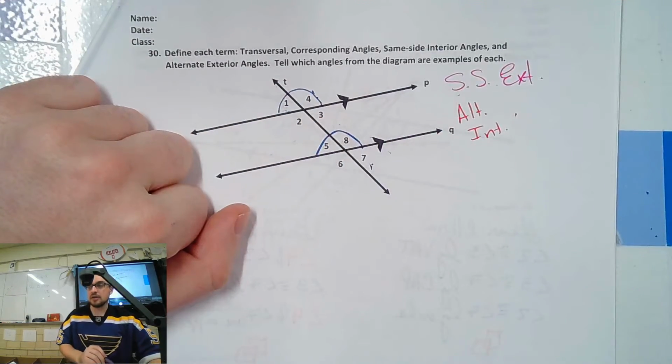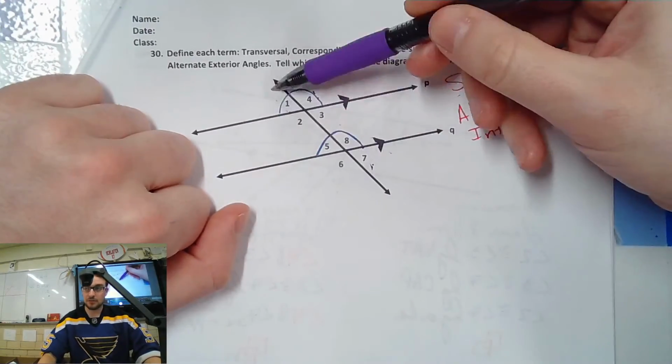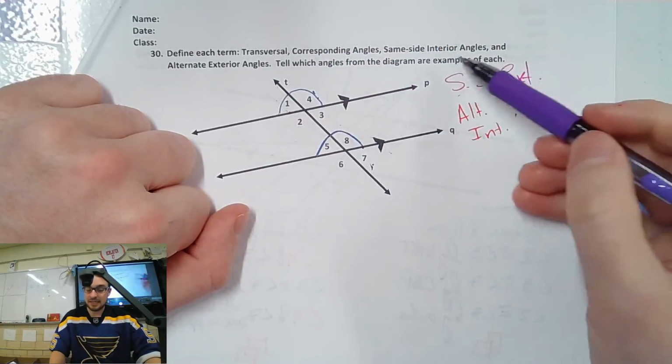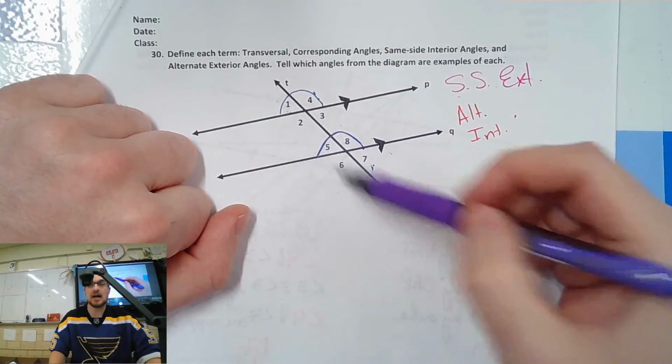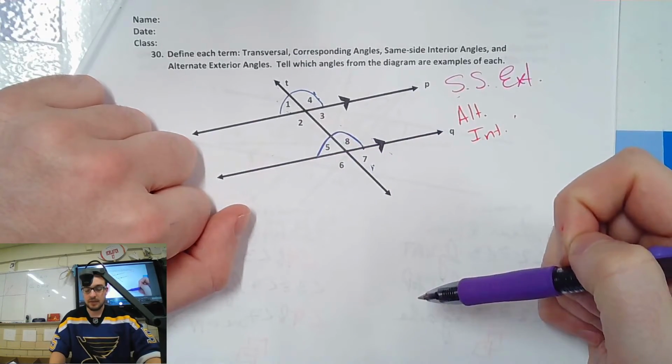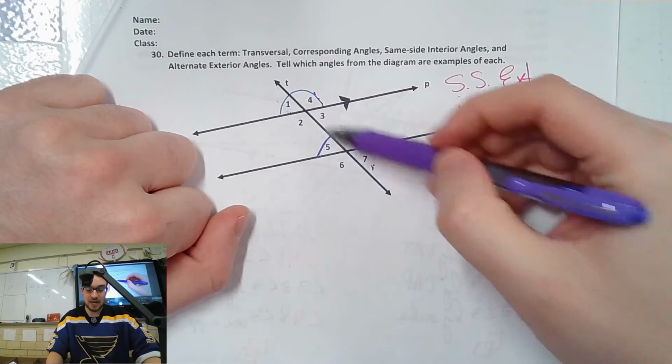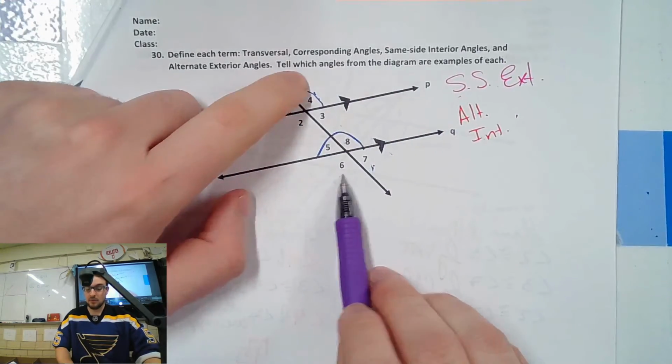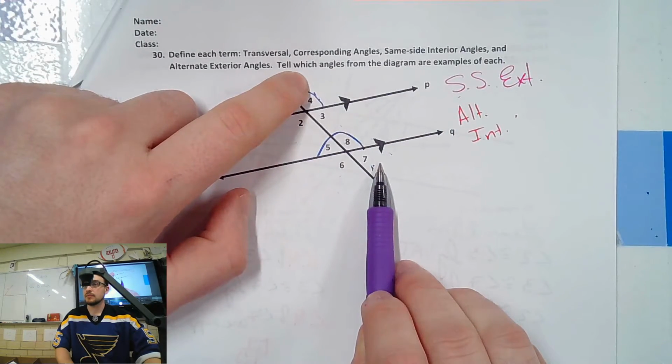Same side interior angles. Well, same side means on the same side of the transversal, like 1, 2, 5, and 6. Interior means they're on the inside. So 2 and 5 are same side interior. Same side exterior is same side, but they're on the exterior. So 1 and 6, 4 and 7. Okay?